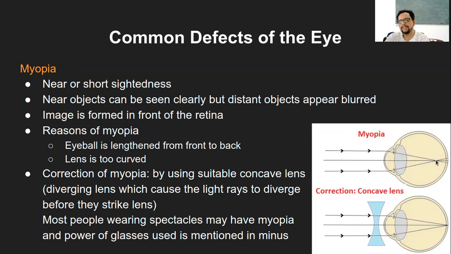So the image itself is formed before the retina. That is when you are trying to see something which is not at the focal point, you see a blurred vision. And that is the case of myopia. The correction of myopia is done by using a suitable concave lens.